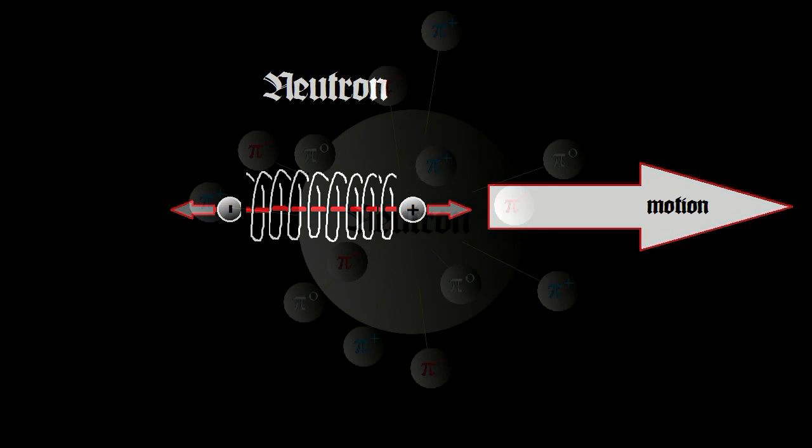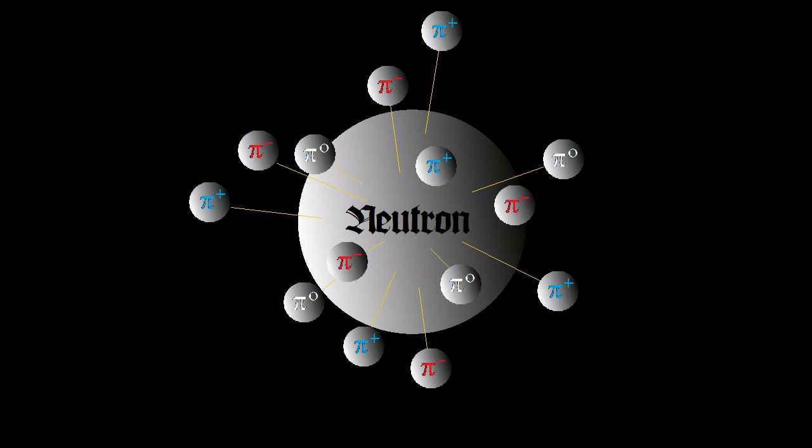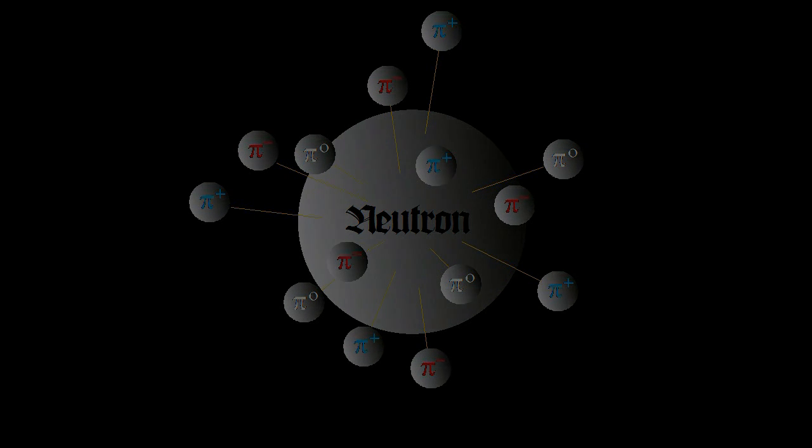The cloud of virtual pions surrounding the neutron, which are defined in the Standard Model as the mediators of the strong nuclear force, consist of the charges constantly being separated as the neutron reacts to the appearance of new particles at the present rate of 10 to the 52nd per unit time.